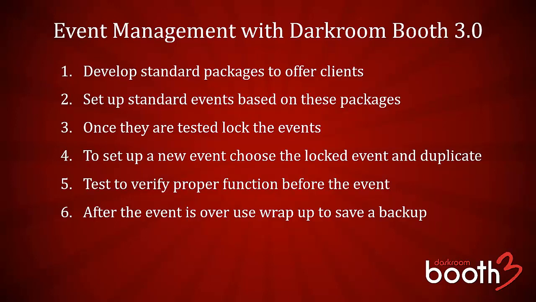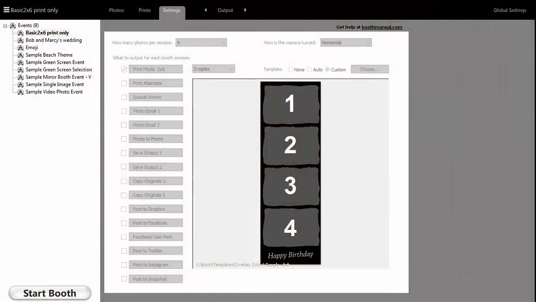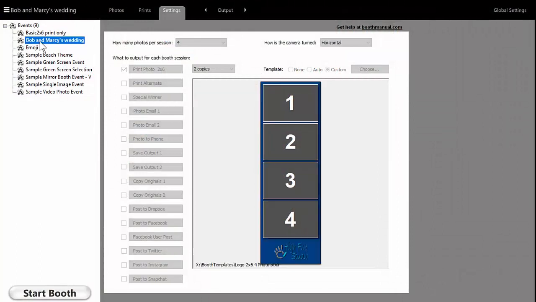So in case they ever want them in the future, you have those saved to an alternate location outside of Darkroom Booth. You can leave the event in Darkroom Booth until you need space, and that way it's easy to go back to and reprint if you need to, a week or so after the event. But at least make a backup as soon as the event is over so that you have that stored to an alternate location. So that's how you lock up. You create an event and you lock an event.